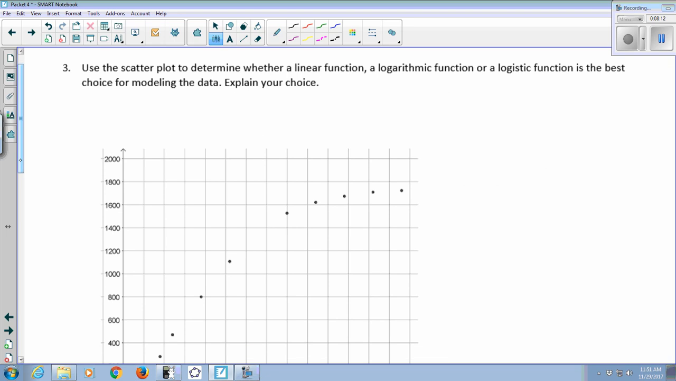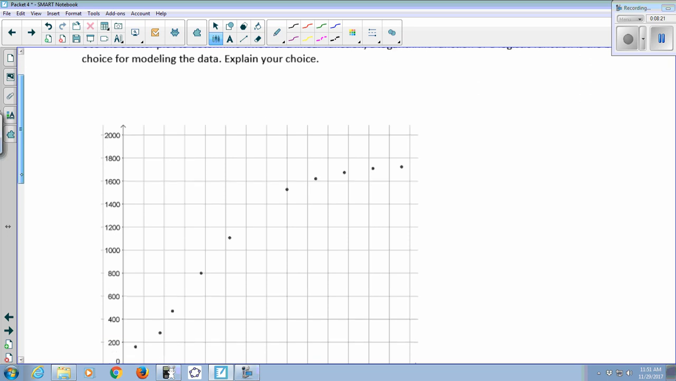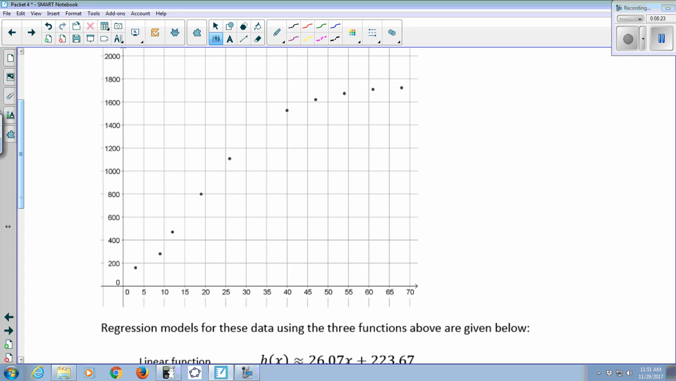All right, here I've given you a scatter plot, and we want to talk about whether we should use a linear function, a log function, or a logistic function to model the data. So I see a pretty standard S-shaped curve. You've got this increasing quickly part followed by increasing less quickly. So I'm thinking logistic.